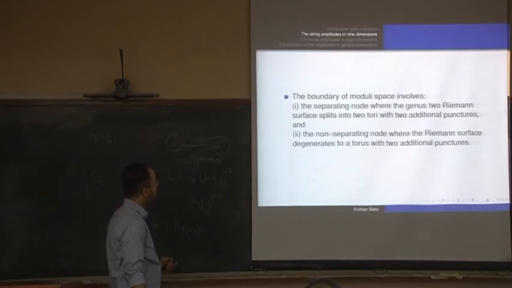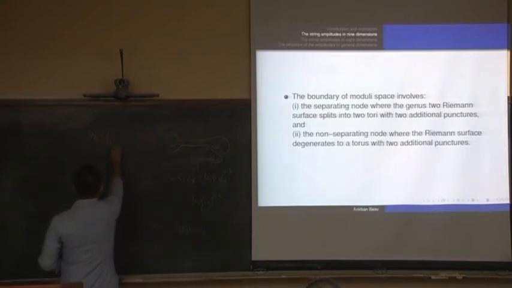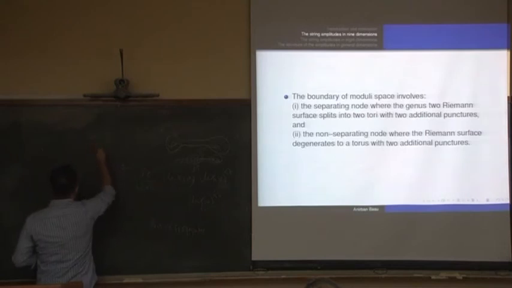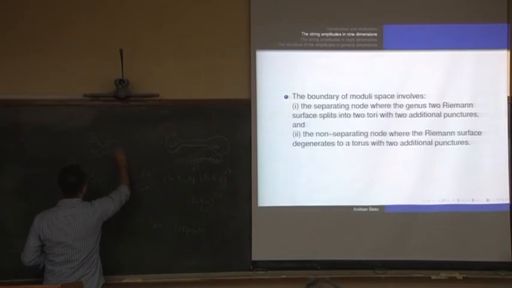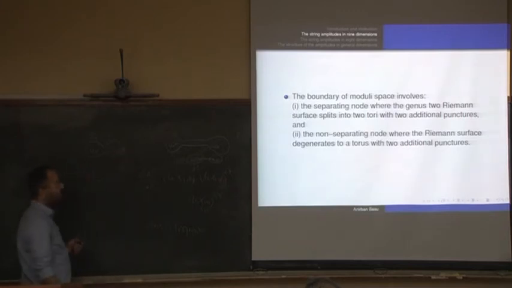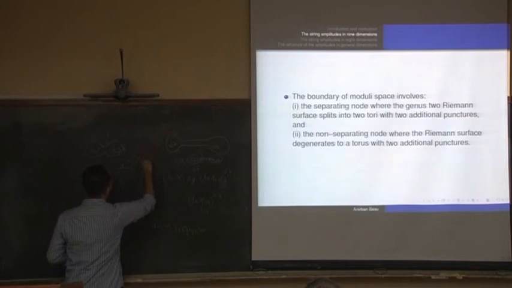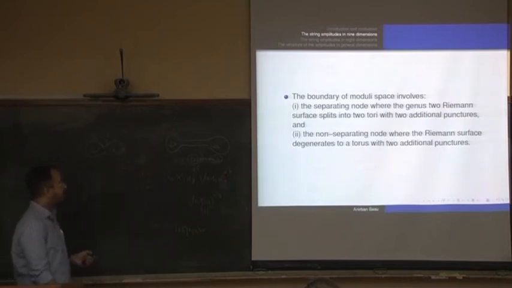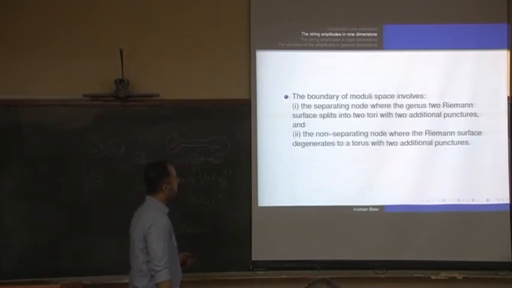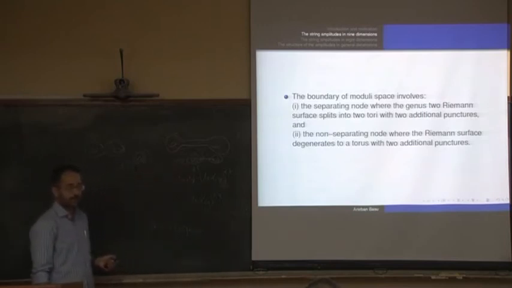And the other is a non-separating node, where the Riemann surface degenerates to a torus with two additional punctures. It is this node here. So this one stays as it is. This one also stays as it is, but this one becomes infinitely thin, pinches off. So this node is called the non-separating node, and you are left with just one Riemann surface with two punctures. So these are the boundaries of moduli space.